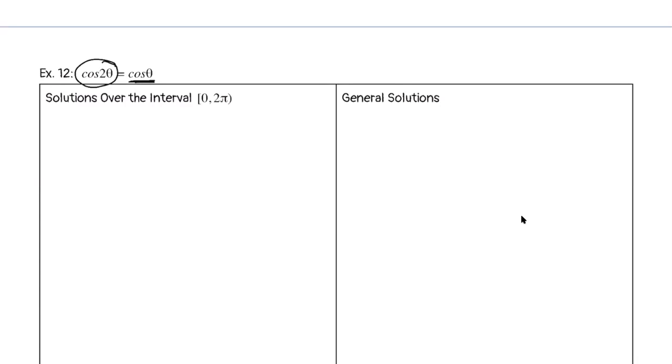All right. So I wrote number 12 first because what are the other ways that we can say cosine of 2 theta? What are the identities that we have for cosine of 2 theta?